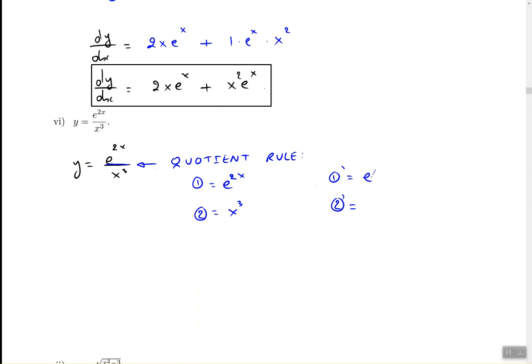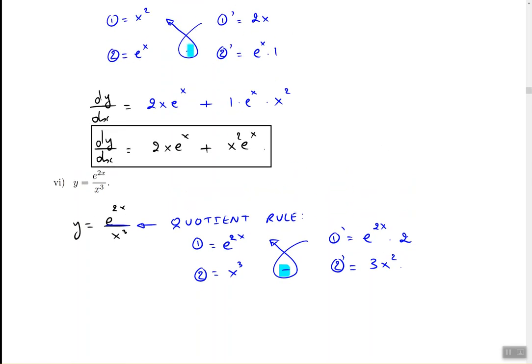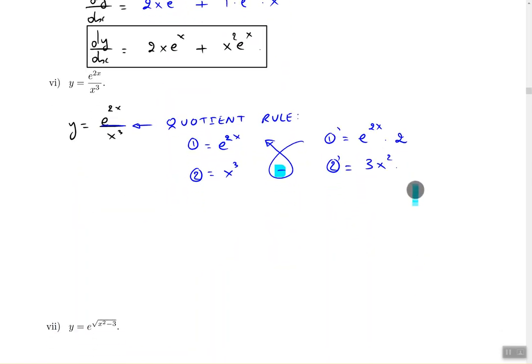The derivative of e to the power of 2x is literally itself times the derivative of the 2x, and the derivative of 2x is going to be 2. And once I do that, I'm ready to do the derivative of x cubed, which is going to be 3x squared. Remember, this is a quotient rule, so we're going to do this with a minus sign. 1 prime 2, 2 prime 1 with the minus, okay? So earlier we had a plus in the product one. This time we have a minus with this one, okay?